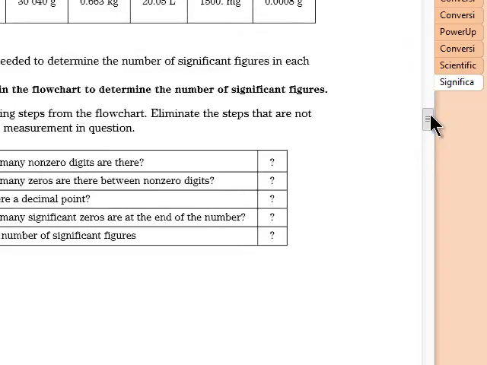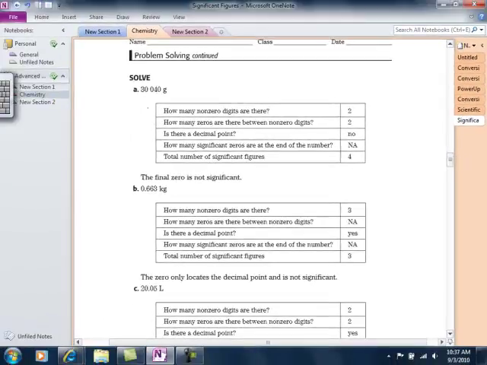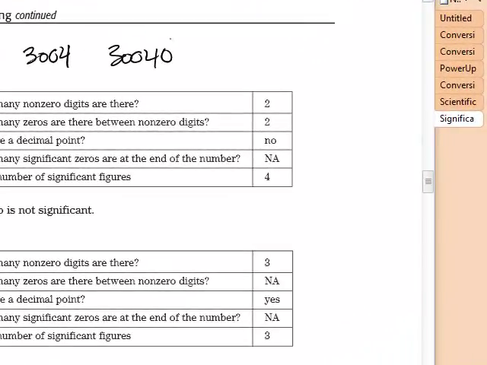All right, so let's look at these examples. 30040. So there's only 4, because this one is not bounded by non-zeros. There's no decimal. So it's a placeholder, right? So clearly this and this are not the same number. They're off by a power of 10, right? So it has to be there, but it's only telling me what power of 10 the number is, right?